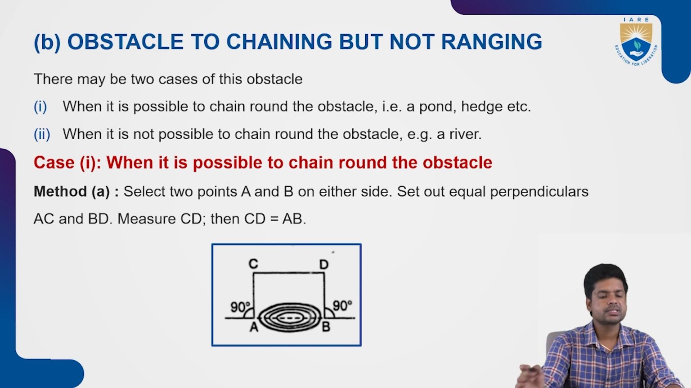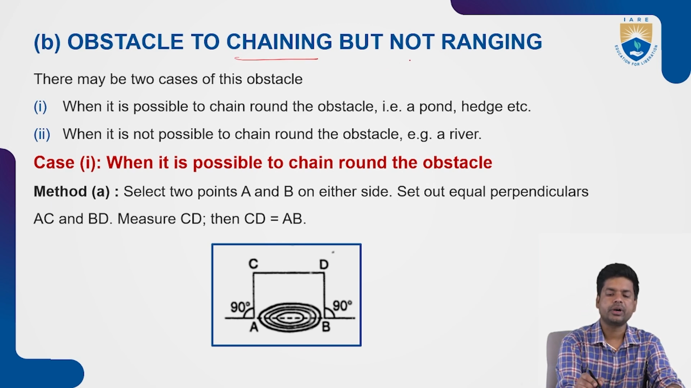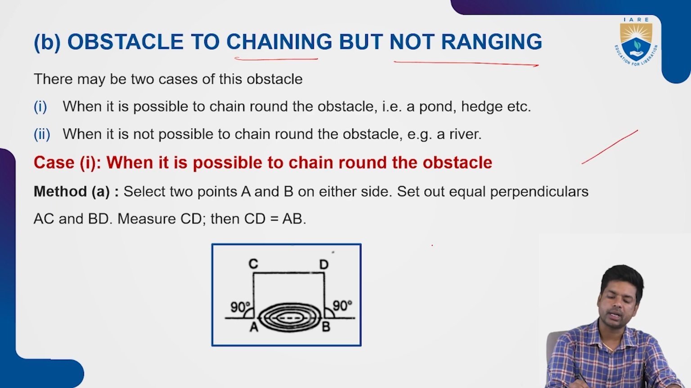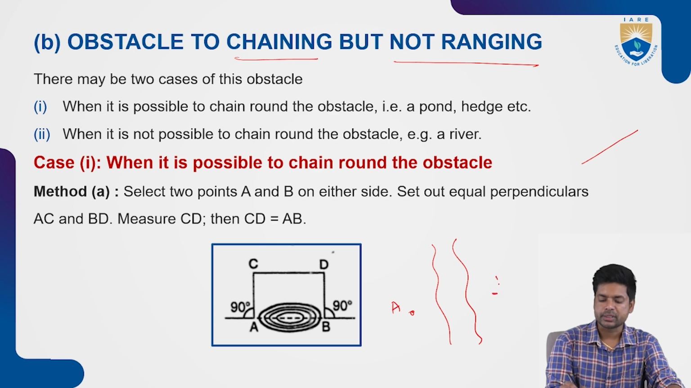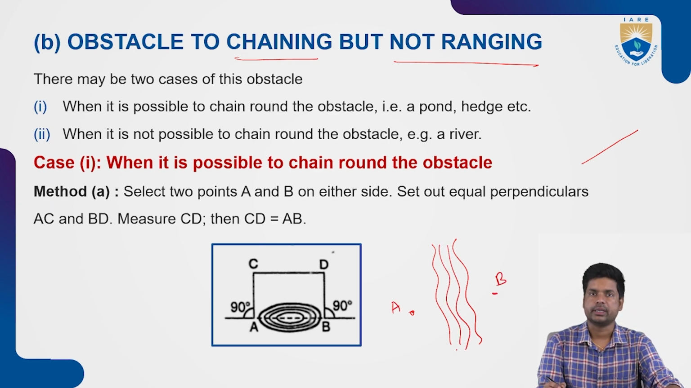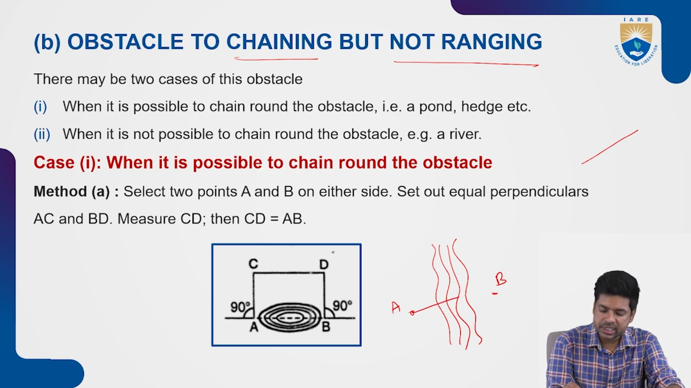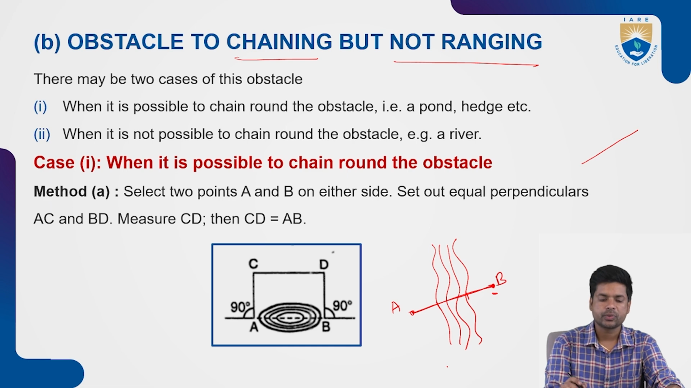The second type of obstacle is an obstacle to chaining but not ranging. That means we cannot provide a chain. Suppose you have a lake in between the 2 points. This is point A and this is point B, and here you will have one lake. Now, obstacle to chaining: here you cannot place the chain to measure the distance between these 2 points, because here we have the obstacle, that is the lake. Whenever you do chain surveying, the surface should be plain, or else we should not have any type of obstacle.